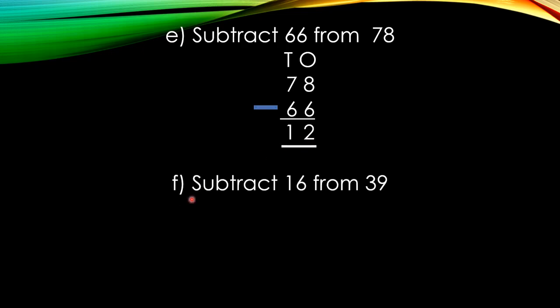Now in F part, subtract 16 from 39. So first of all we will write places, ones and tens. Then we will write 39, which is given after from, and then we will write 16. Now we have to put the sign of minus. So we will start from our ones place, keep 9 in your mind and 6 on your fingers.